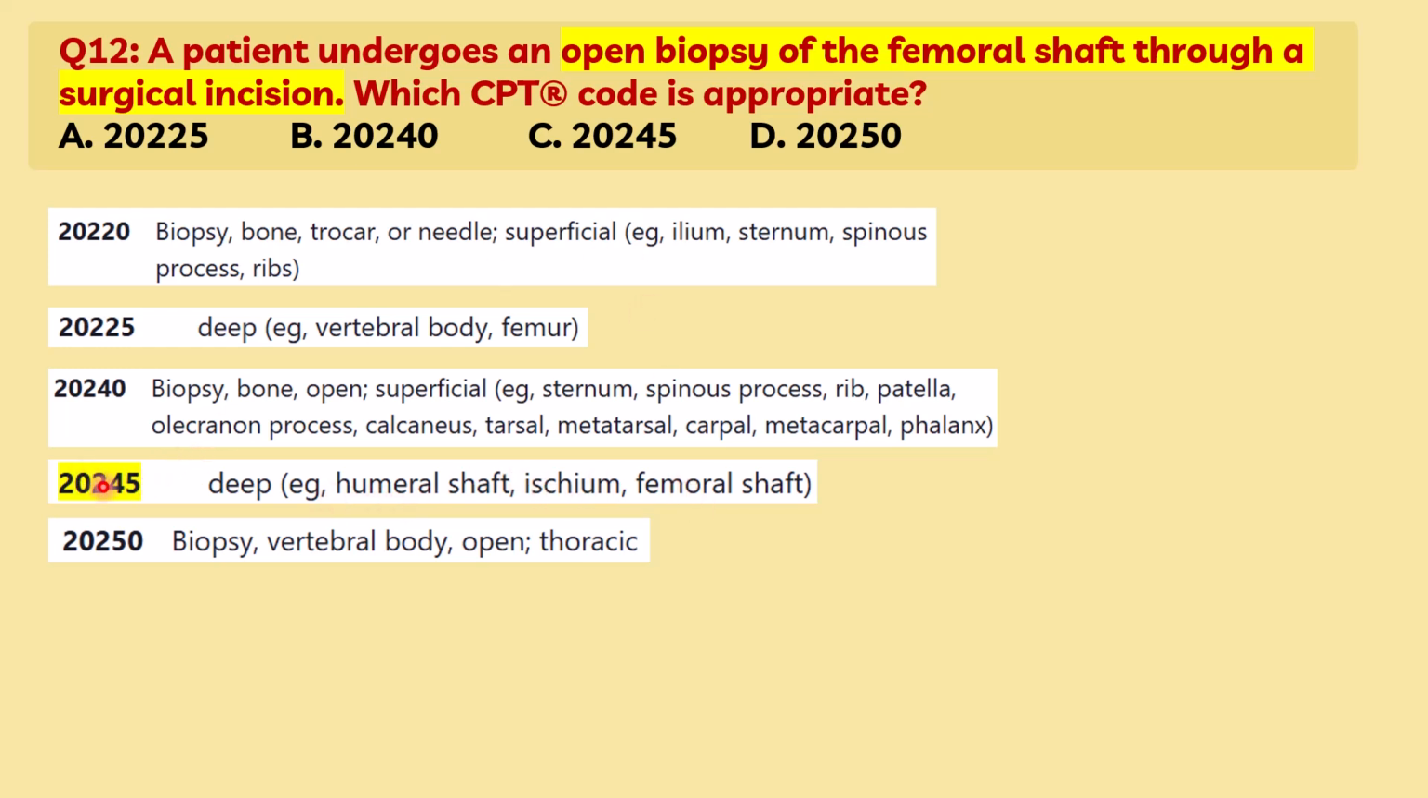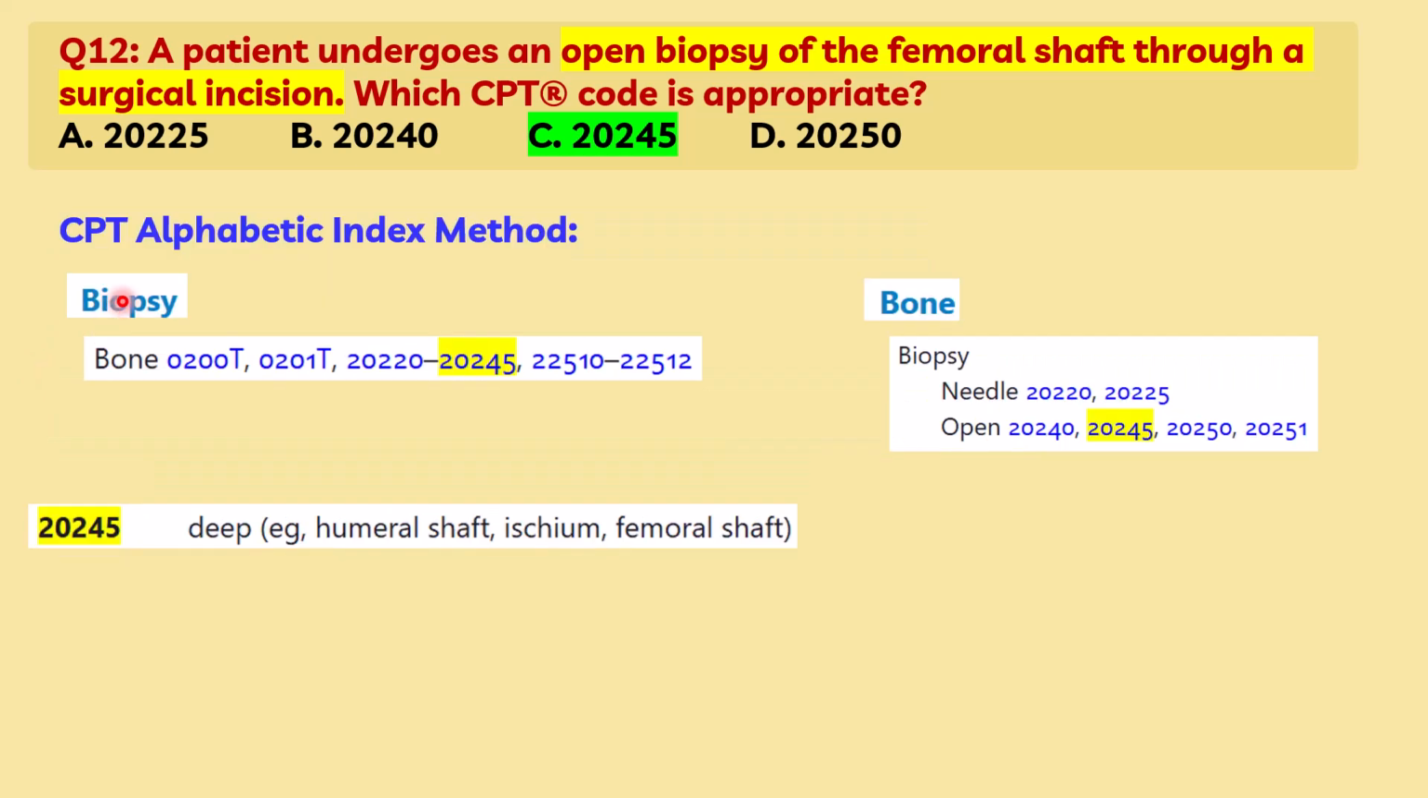So the deep one is 20245. So the correct code will be answer C. If you want to find the answer using the CPT alphabetic index, you can find the answer by two methods. One, you can search for the main index term biopsy, then go for the subterm bone. It will lead you to the following code series. Again, come back to the tabular list and confirm.